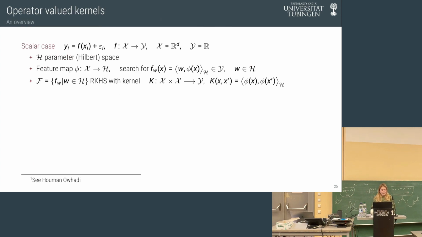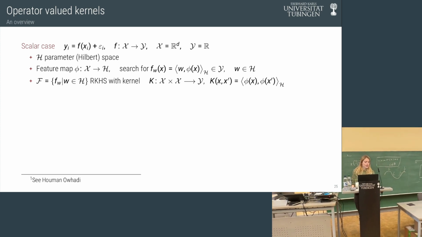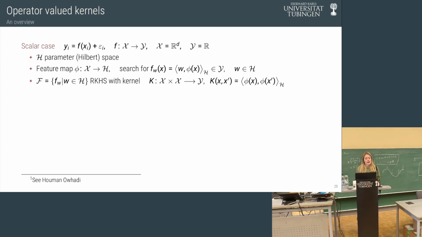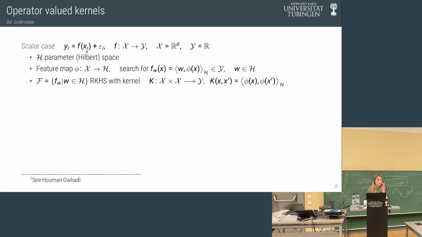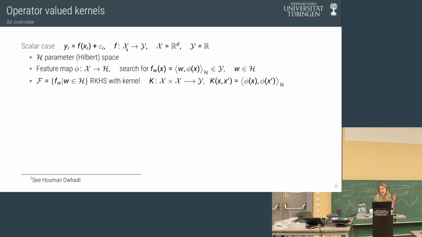OK, this is a bit of a step back. In a classical scalar case, you have data x and y in a machine learning setting, and you want to learn a function. Imagine we are in a really scalar case where f maps from R^d to R, where R is just a scalar space. So it's a very classical setting.